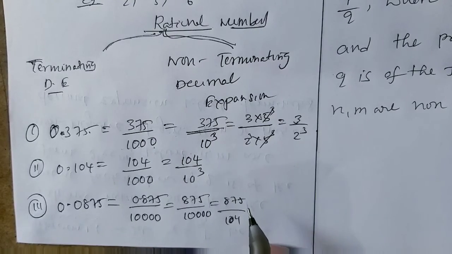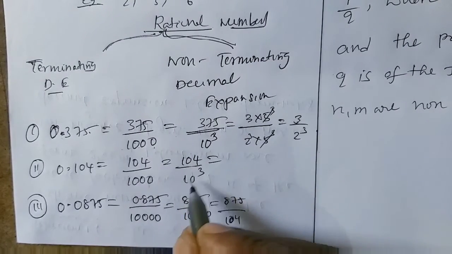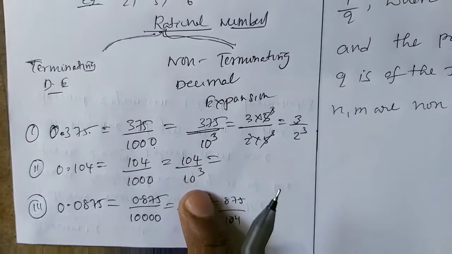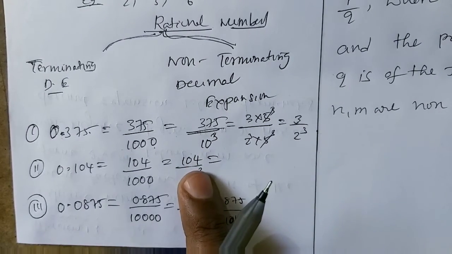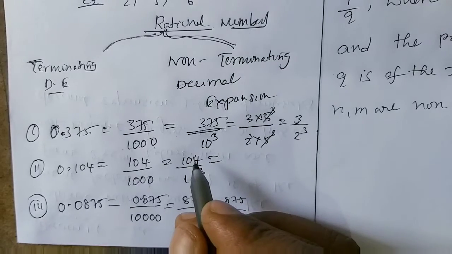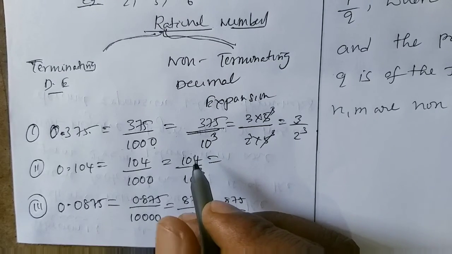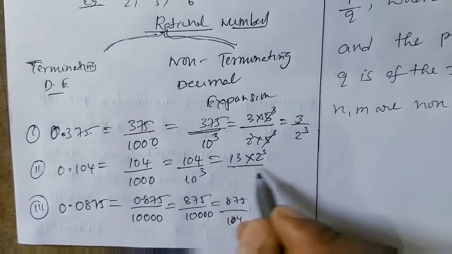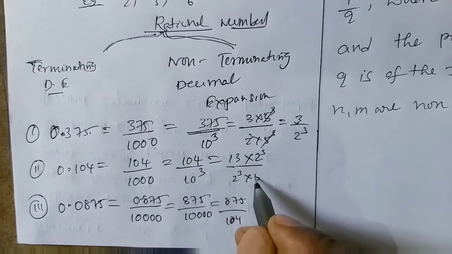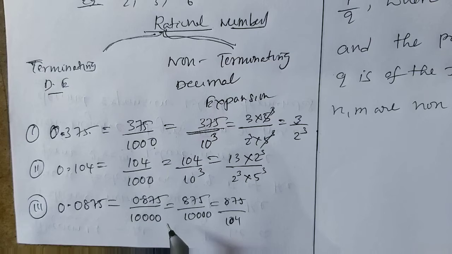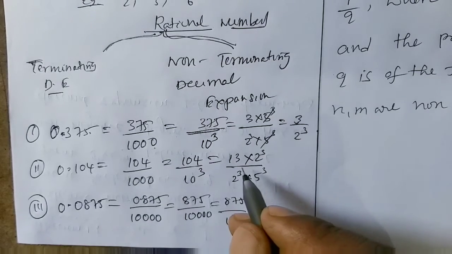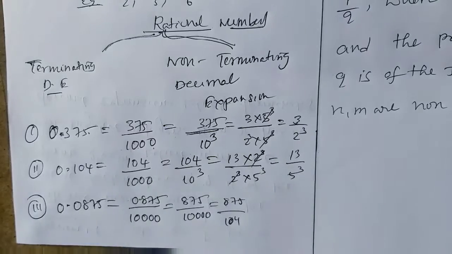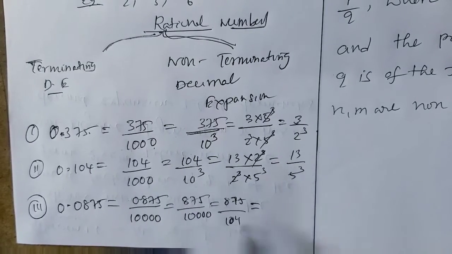3 by 2 cube. Now here also, 104 by 10 cube. This we can also convert into p by q form such that both numbers are in the simplest form, otherwise they should be co-primes. So how to write? 104 we can convert into simplest form: this is 13 into 2 cube, divided by 2 cube into 5 cube. Now here 2 cube and 2 cube cancel. That is 13 by 5 cube.